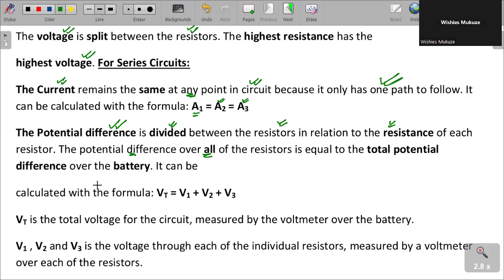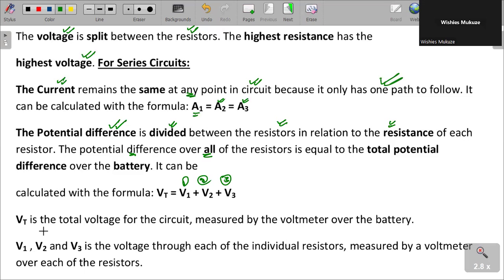It can be calculated as follows. We are saying Vt is equal to V1 plus V2 plus V3. That is equal to what? V1 plus V2 plus V3. And then we'll get our potential difference.